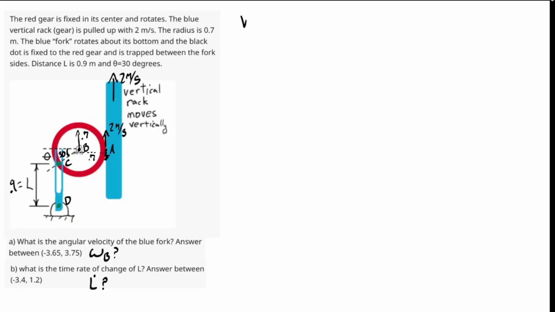So since we know the velocity of A, we can write, and this is the shortcut now, that the velocity of A equals the distance between A and B times the angular velocity of this red gear, because that's the body they share. We know the velocity of A is 2, and the distance between A and B is 0.7. So the angular velocity of that gear equals 2 divided by 0.7, or about 2.86 radians per second.